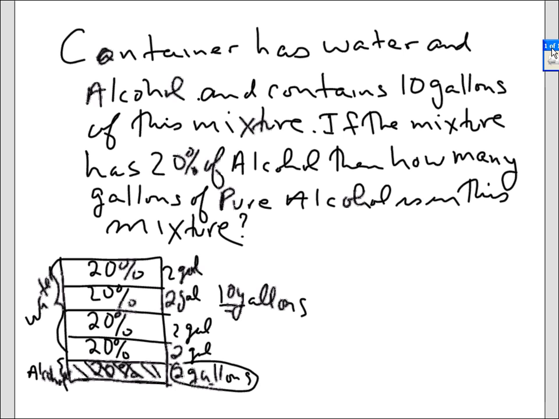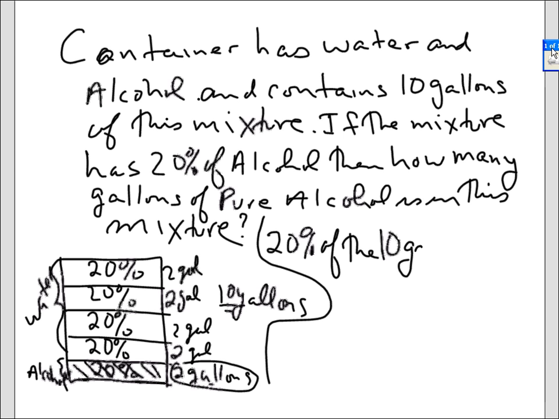You have 2 gallons of pure alcohol, and somehow you were able to remove just the alcohol from the 10-gallon mixture of alcohol and water. You would have 2 gallons of alcohol and 8 gallons of water. Now, is there a more direct way to do this? Is there like a formula? Well, you know that 20% of the mixture, of the 10 gallons, is pure alcohol.